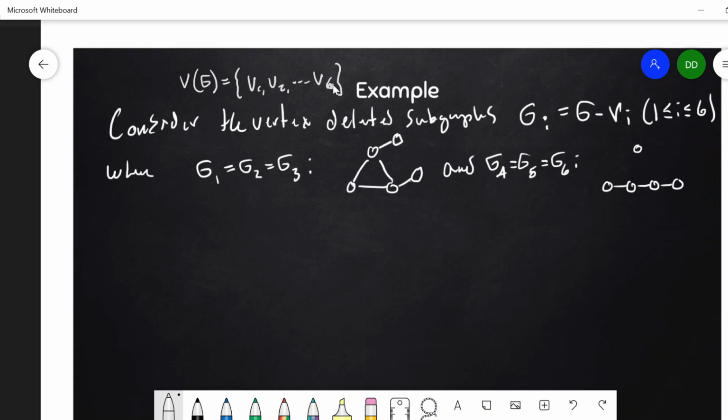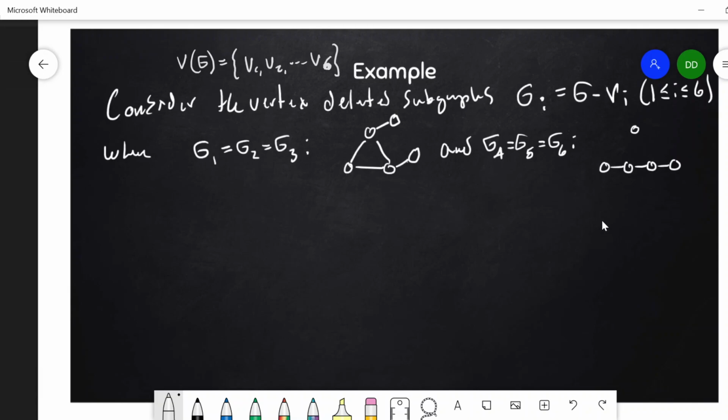So we're looking at a graph of order 6 here. We're given 6 vertex deleted subgraphs. And what do the vertex deleted subgraphs look like? Well, I'm given that G1, G2, and G3 all look like this, and G4, G5, and G6 all look like this. So this tells me there's a good deal of symmetry going on with the graph. And one question is, can we determine G from this?